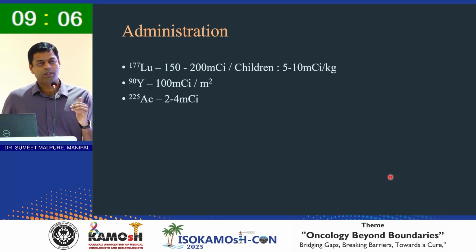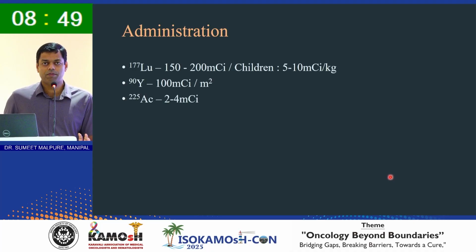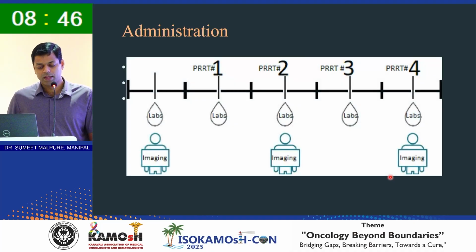The basic difference between lutetium, which is a beta emitter, and actinium is the killing power. Alpha particle has around 200 to 400 times more killing power than lutetium-177. The dose is also less, as you can see, just 2 to 4 millicurie for actinium, whereas it's 150 to 200 millicurie for lutetium dotatate.